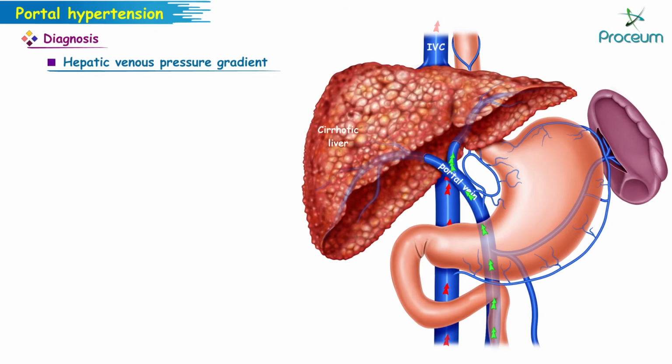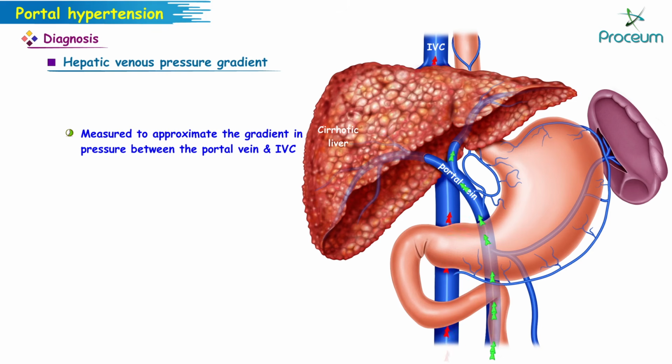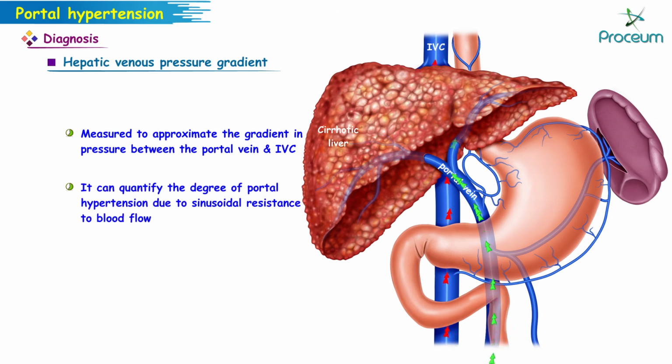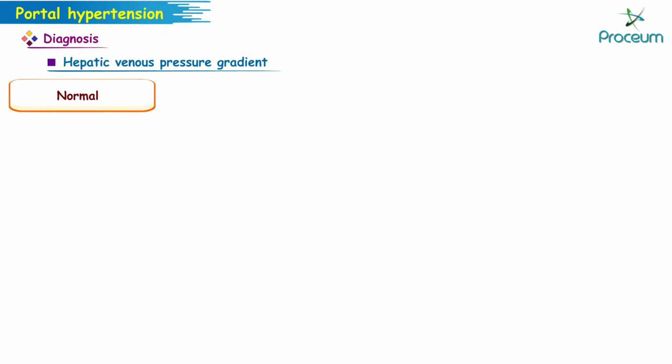Hepatic venous pressure gradient. The hepatic venous pressure gradient is measured to approximate the gradient in pressure between the portal vein and the inferior vena cava. It can quantify the degree of portal hypertension due to sinusoidal resistance to blood flow. A normal hepatic venous pressure gradient is between 1 and 5 millimeters of mercury.